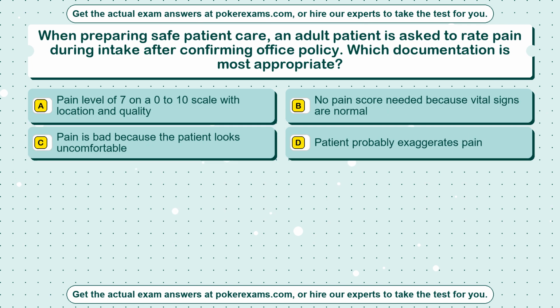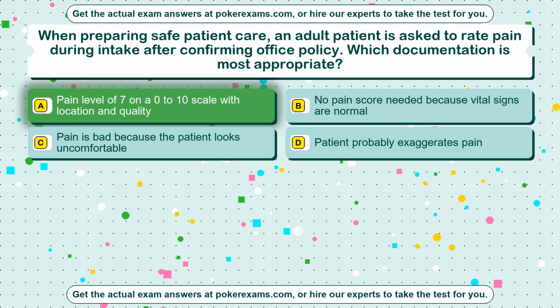Question 100. When preparing safe patient care, an adult patient is asked to rate pain during intake after confirming office policy. Which documentation is most appropriate? Option A, pain level of 7 on a 0 to 10 scale with location and quality. Option B, no pain score needed because vital signs are normal. Option C, pain is bad because the patient looks uncomfortable. Option D, patient probably exaggerates pain.